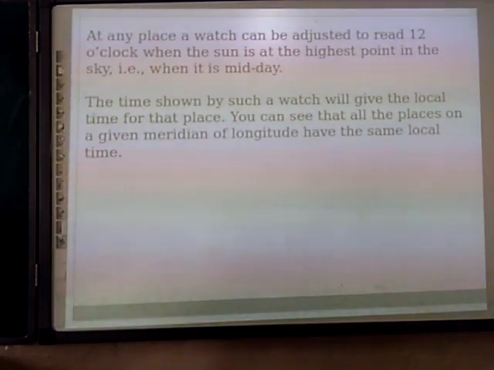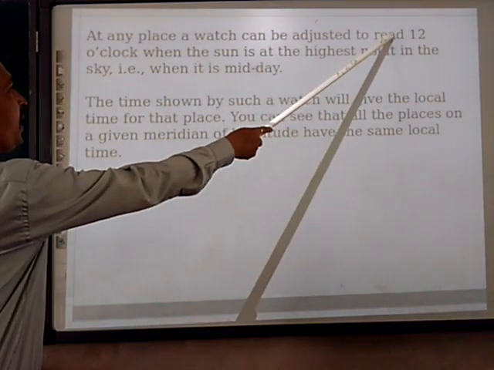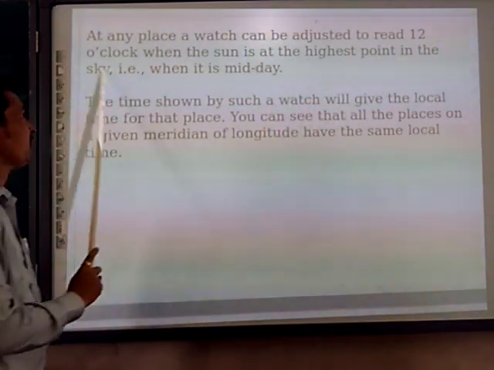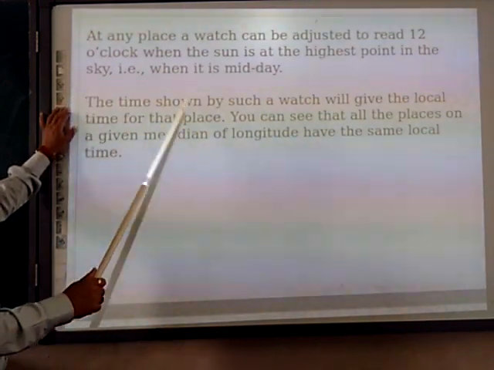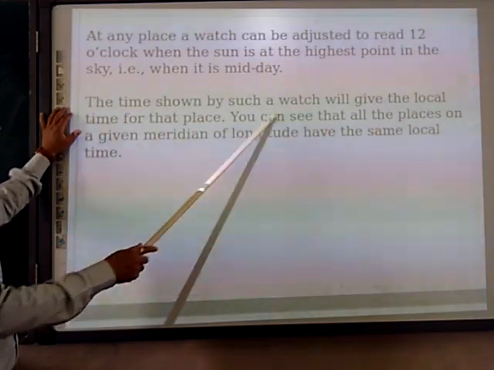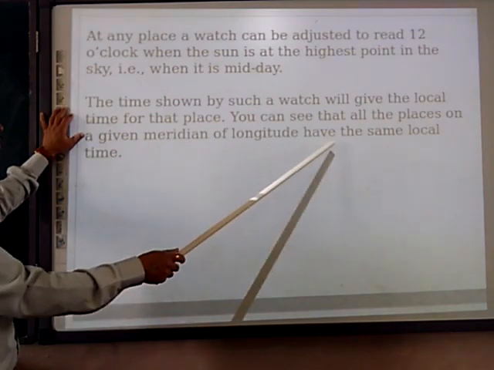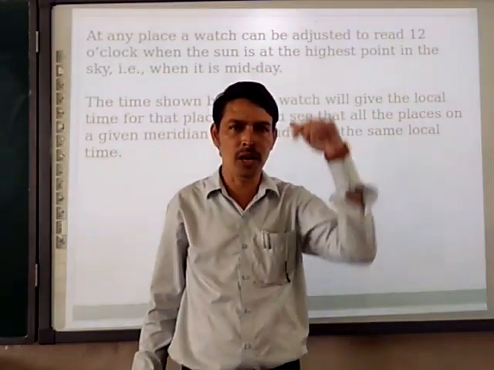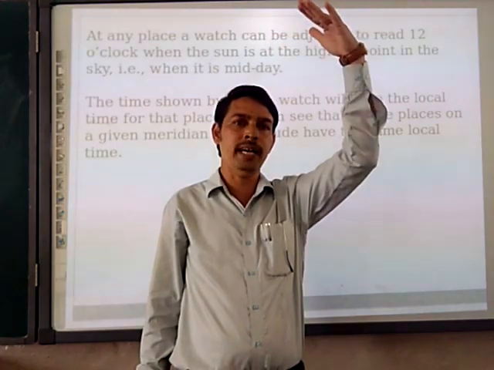Next, at any place a watch can be adjusted to read 12 o'clock when the sun is at the highest point in the sky, when it is midday, that means noon. The time shown by such a watch will give the local time for that place. You can see that places on a given meridian of longitude have the same local time. As you all know, when your shadow is falling under your feet, it's noon time, right?